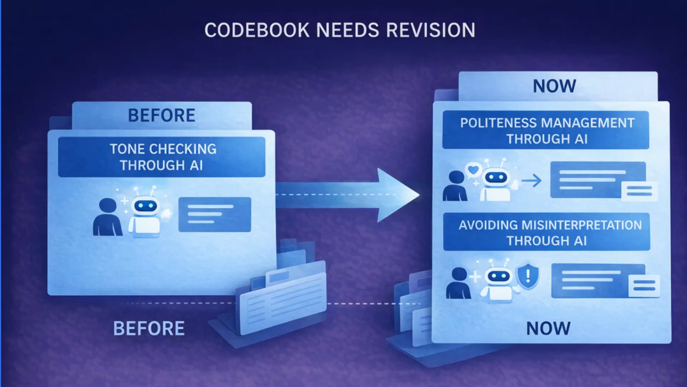You may decide to split tone checking through AI into more precise codes, perhaps one concerned with politeness management through AI, and another concerned with avoiding misinterpretation through AI. This is the moment when the difference between the first version and the later fuller version of the codebook becomes visible. The first version was created to begin the work. The later version becomes sharper because the data have exposed distinctions that were not yet visible at the start.